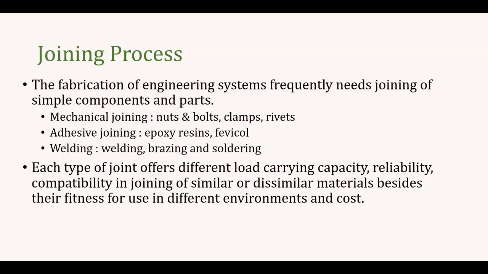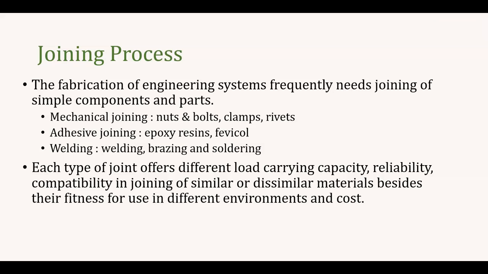This joining is classified into three different types. One is mechanical joining, in which we use nuts, bolts, clamps, or rivets. The second one is adhesive joining, where we use epoxy resins, fevicol, or any other synthetic resins to join any two components or parts. And finally, welding. In welding, we have welding, brazing, and soldering. Welding is generally used for metallic materials, right?